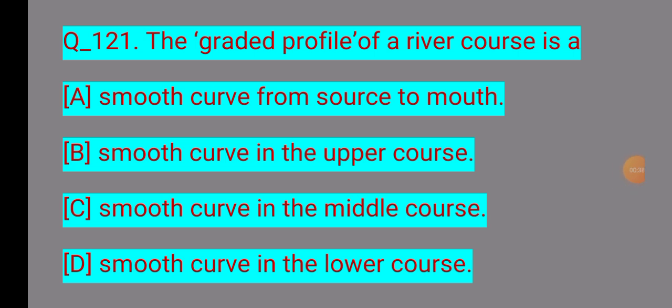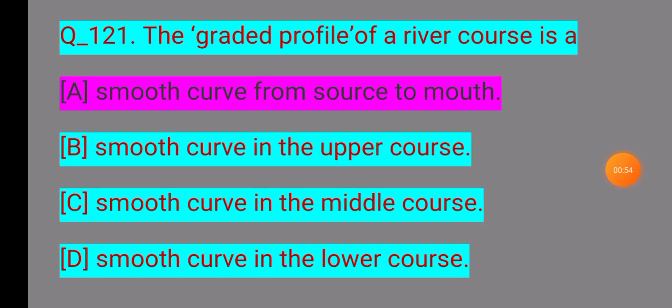121 number question. কি বলছে: the graded profile of a river in its course is a — এই চারটি অপশনের মধ্যে কোনটি হবে? Number A, smooth curve from the source to the mouth, the graded profile of a river's course.